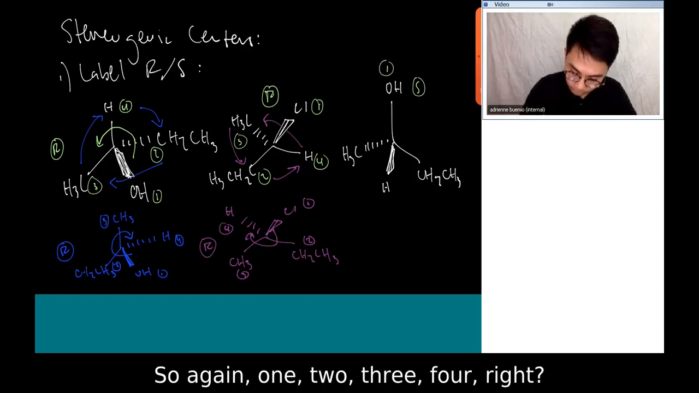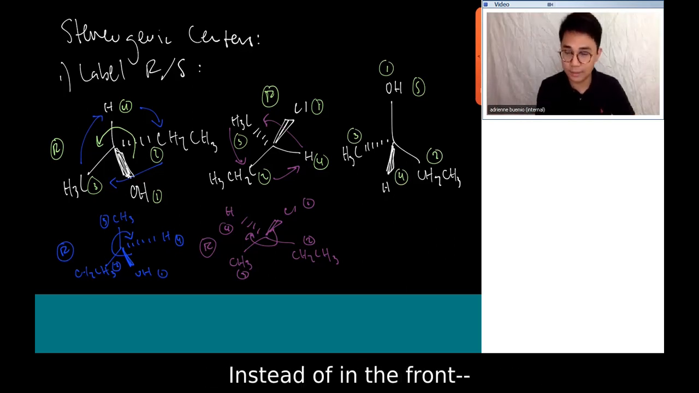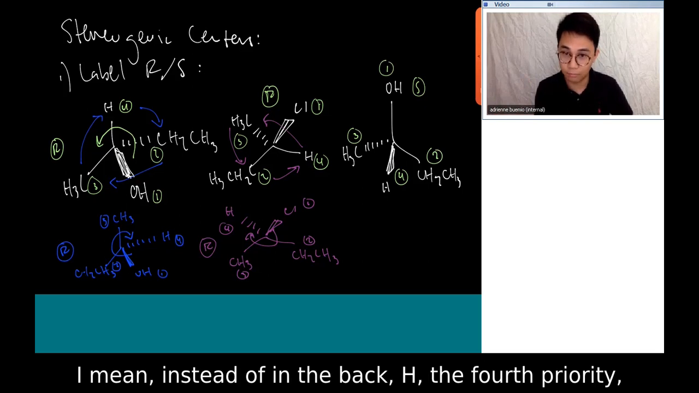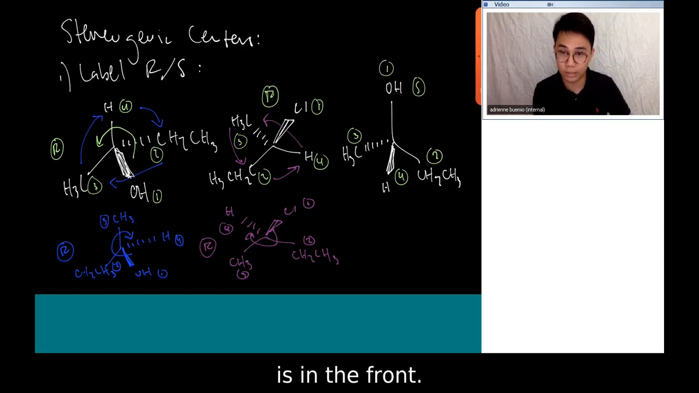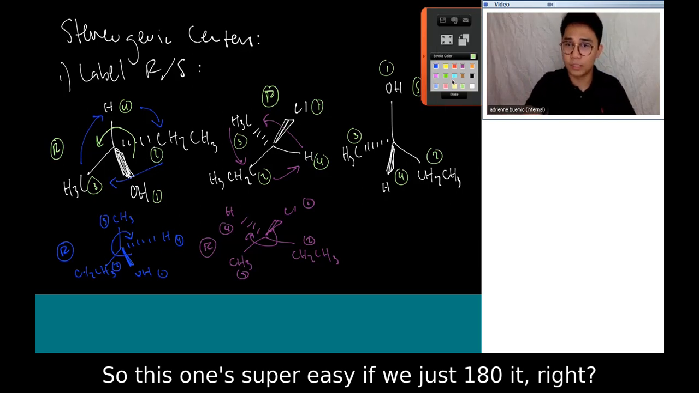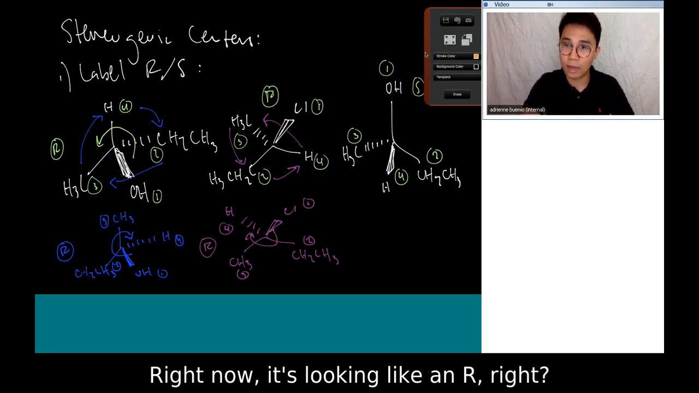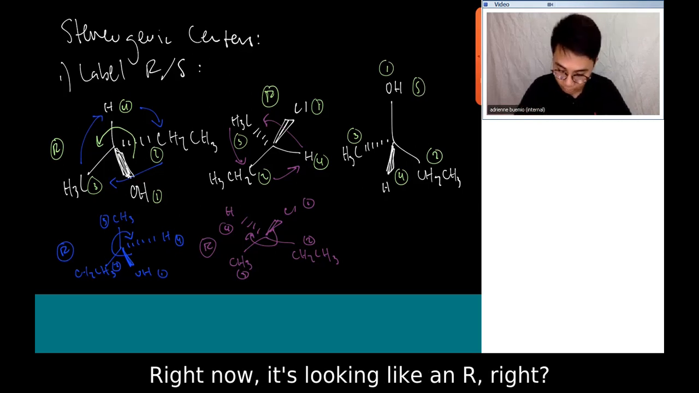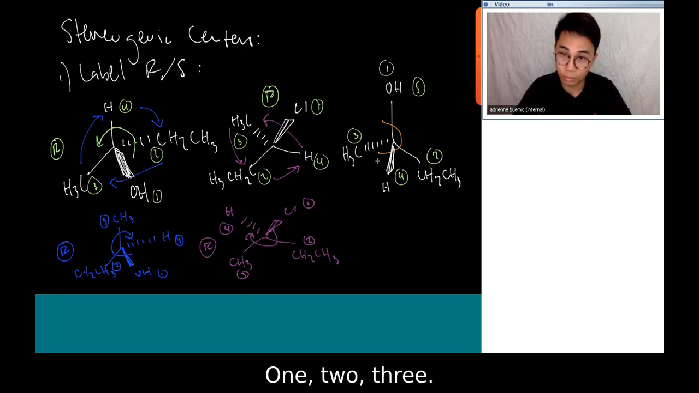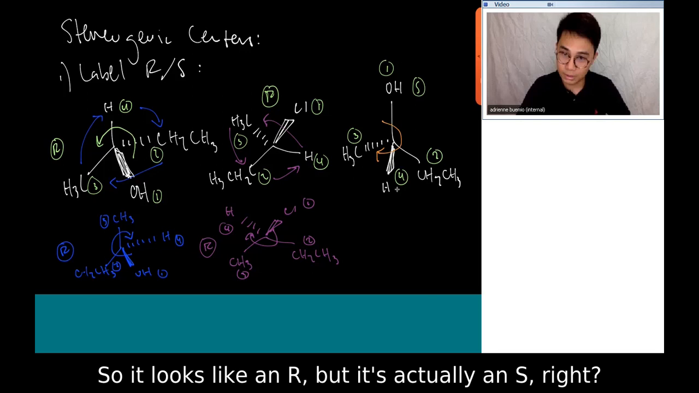So again, one, two, three, four, right? So now here's an interesting one. Instead of the fourth priority, H, being in the back, it's in the front. So this one's super easy if we just 180 it, right? So let's do orange. Right now it's looking like an R. One, two, three. But since the fourth priority is in the front, we just flip it, so it looks like an R, but it's actually an S, right?